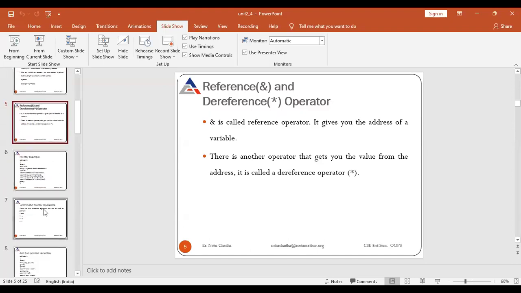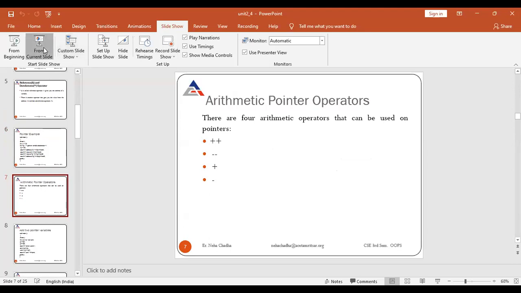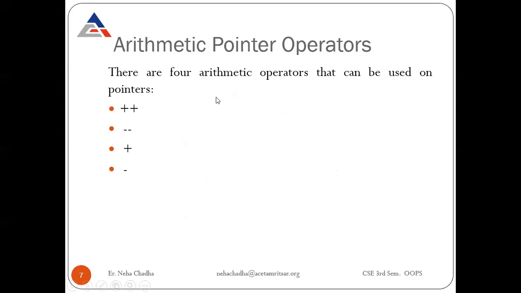Moving to the next topic, that is arithmetic pointer operators. There are 4 arithmetic operators that can be used with the pointers. That is increment, decrement, addition, and subtraction. Here we will go with an example here. Okay.